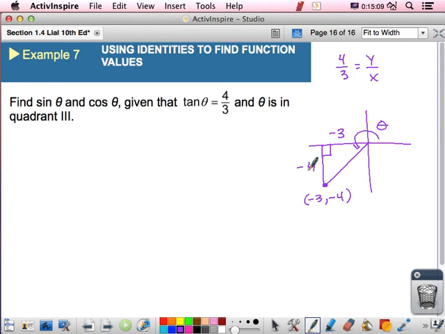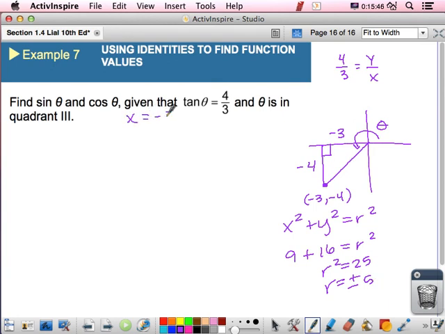And then you can see that when you do stack that -4 over -3, you do get +4/3. So be careful. You have to just pull the negatives kind of out of thin air and know to put them there because you're in that quadrant. Use the Pythagorean theorem, x squared plus y squared equals r squared. So in this case, x squared is 9, y squared is 16, and r squared is 25, which means r is plus or minus 5. But because we're in this whole trig situation, the r value is always positive. So we got x equals -3, y equals -4, and r equals +5.